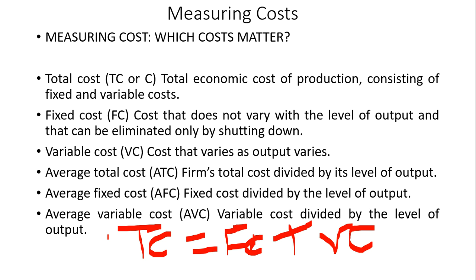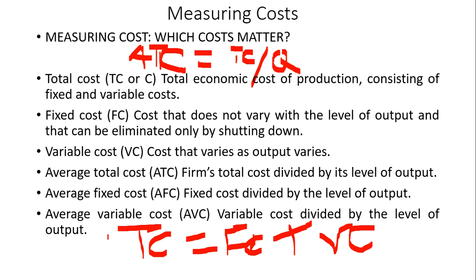So since our total cost is equal to fixed plus variable, to get the average total cost, it is just equal to total cost out of the level of output, or total cost per level of output. So this will give us the average total cost. So average total cost is equal to total cost divided by the level of output.